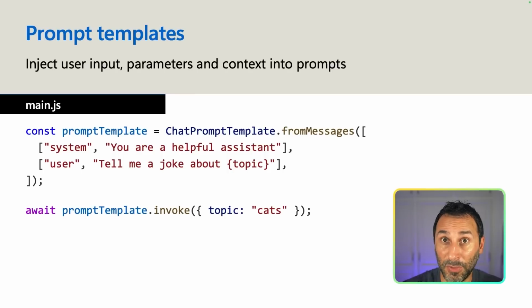In this simple example, we have a chat prompt template to generate jokes on a specific topic. And when invoking the template, we can set which topic we want and the placeholder in the prompt will be updated. This is especially useful when you're building complex workflows where the prompt is augmented in different steps.